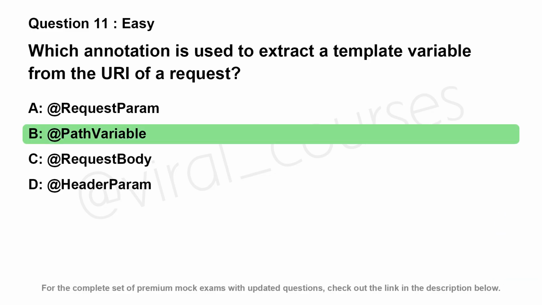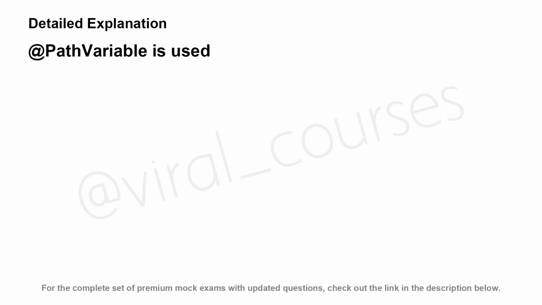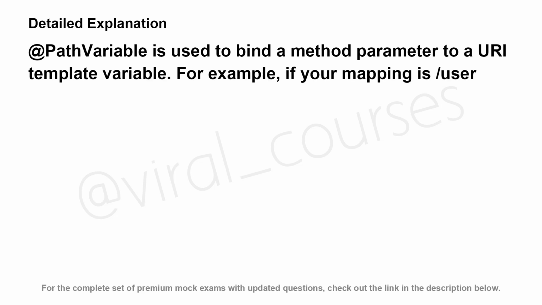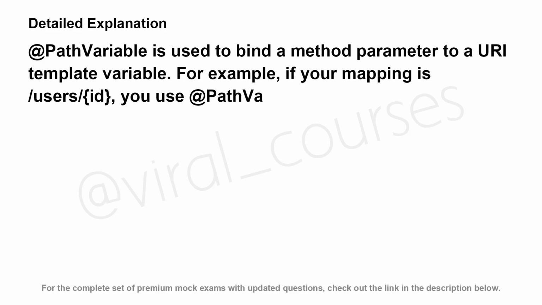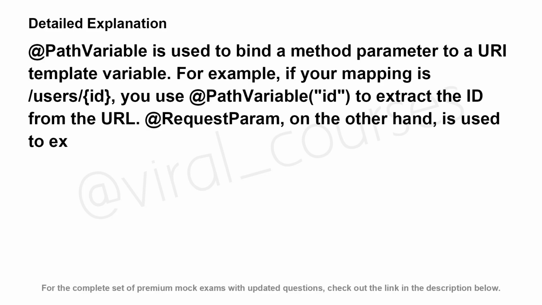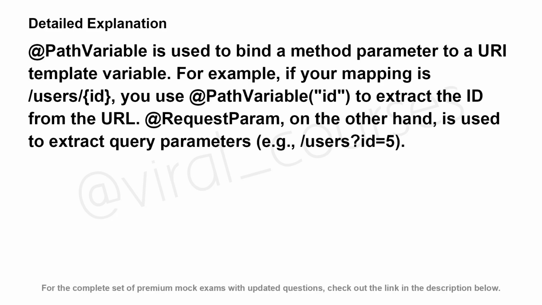The correct answer is B. @PathVariable is used to bind a method parameter to a URI template variable. For example, if your mapping is /users/{id}, you use @PathVariable id to extract the ID from the URL. @RequestParam, on the other hand, is used to extract query parameters, e.g., /users?id=5.